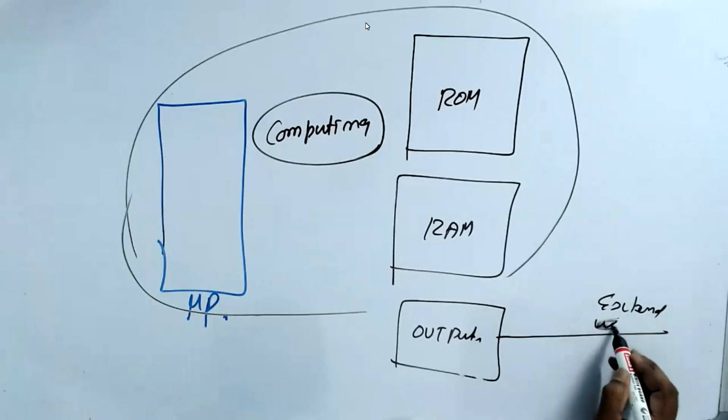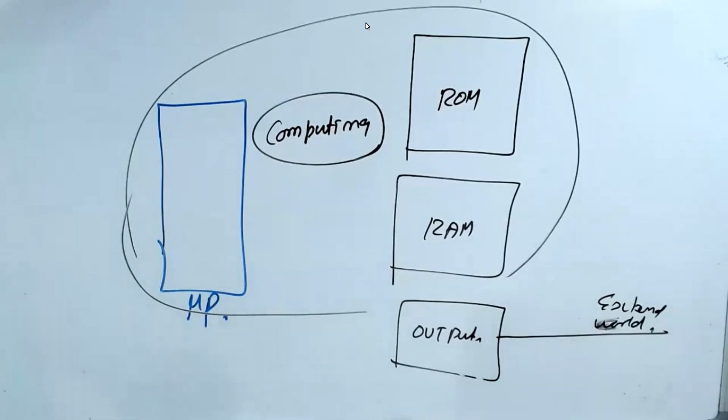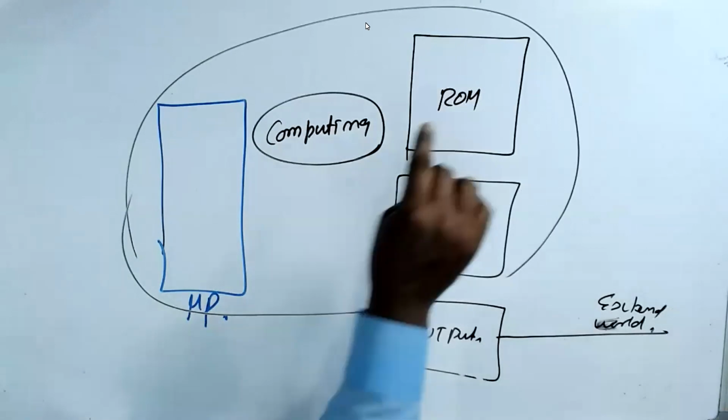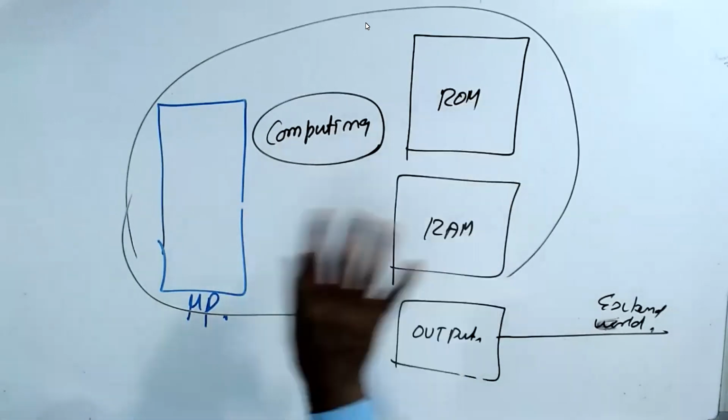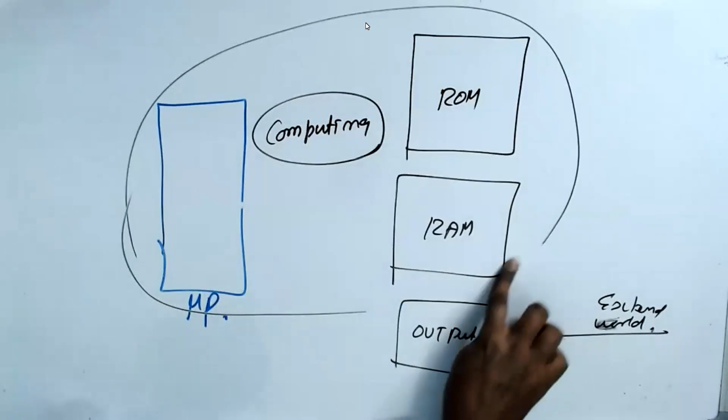This is what talks to the external world. You cannot talk to ROM, you cannot talk to RAM. They are inside the brain. The outside is only this.